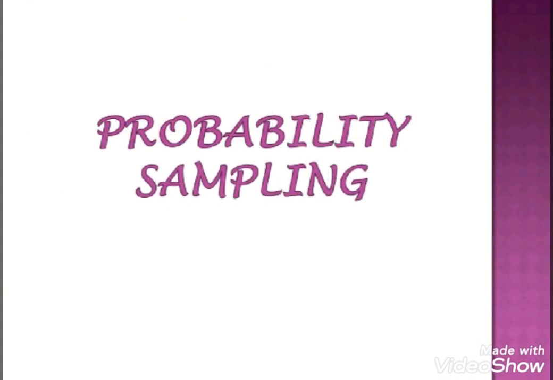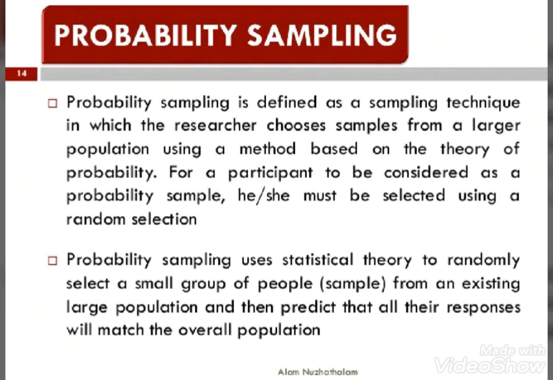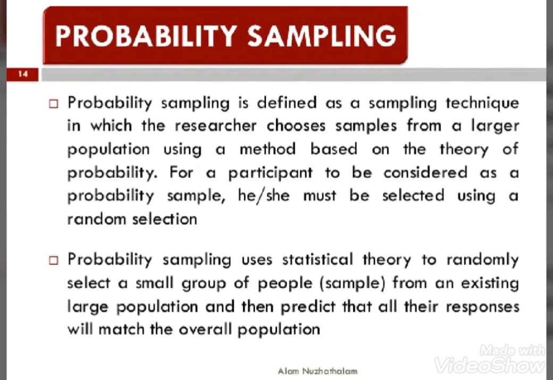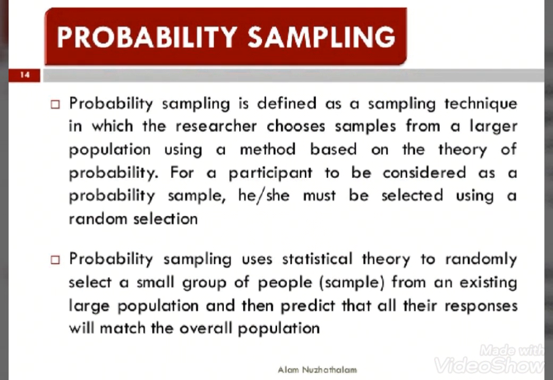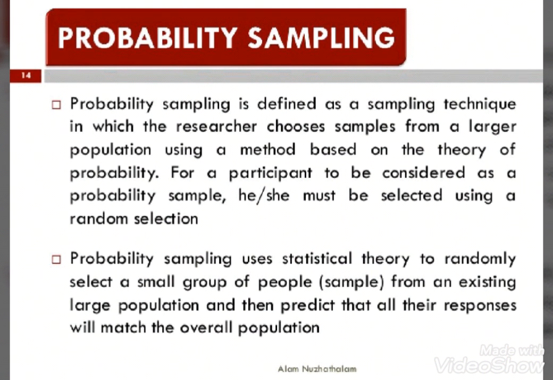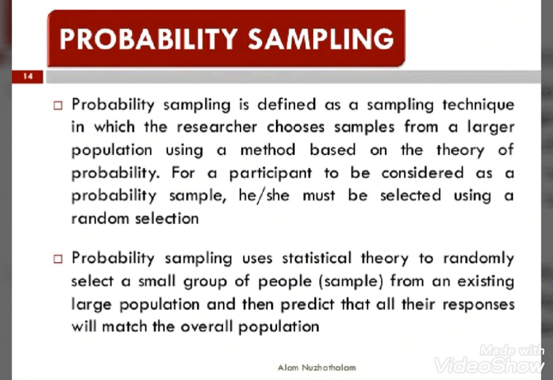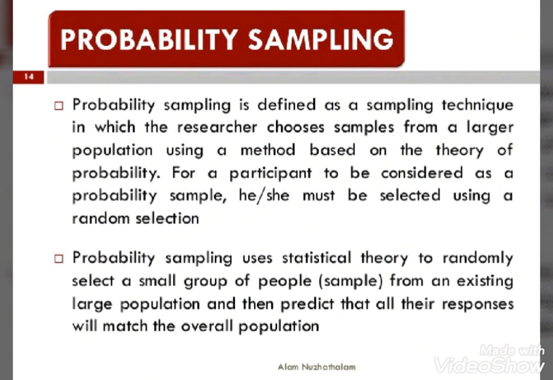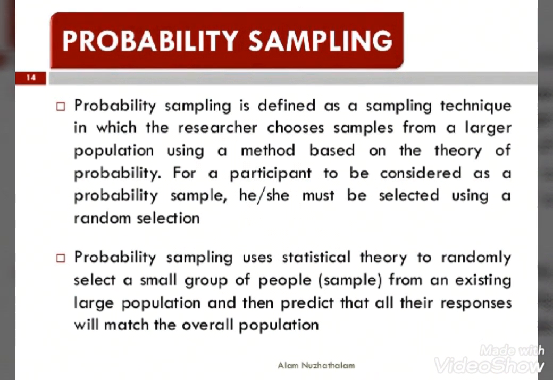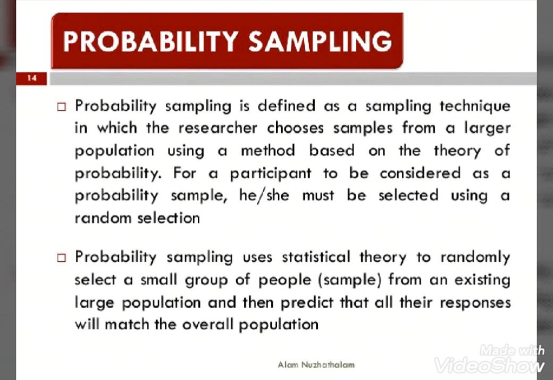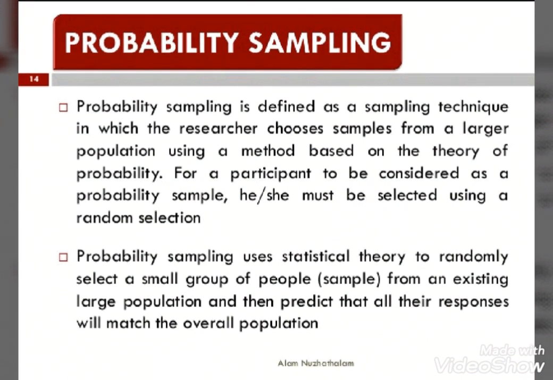Then we will see about probability sampling. So let's see the introduction to probability sampling. Probability sampling is defined as a sampling technique in which the researcher chooses a sample from a larger population using a method based on the theory of probability. For a participant to be considered part of a probability sample, they must be selected using random selection. So here the term probability means random selection, and to divide your population into a probability sample, it is very necessary that you select your sample with a random selection technique.